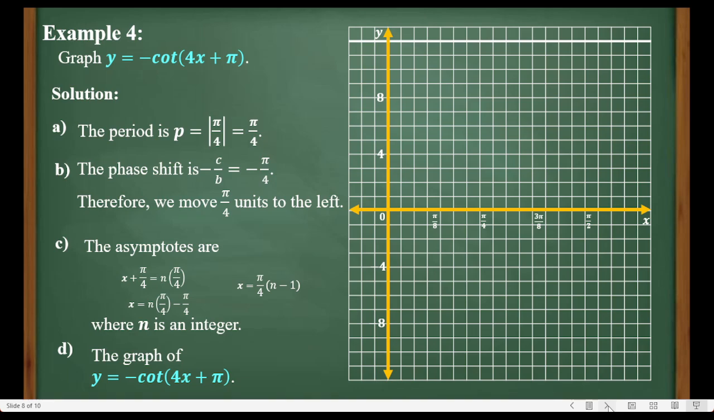So, pi over 8, pi over 4, 3 pi over 8, pi over 2. So the period is pi over 4. Then we trace the graph like this. And that is the curve of this given function.